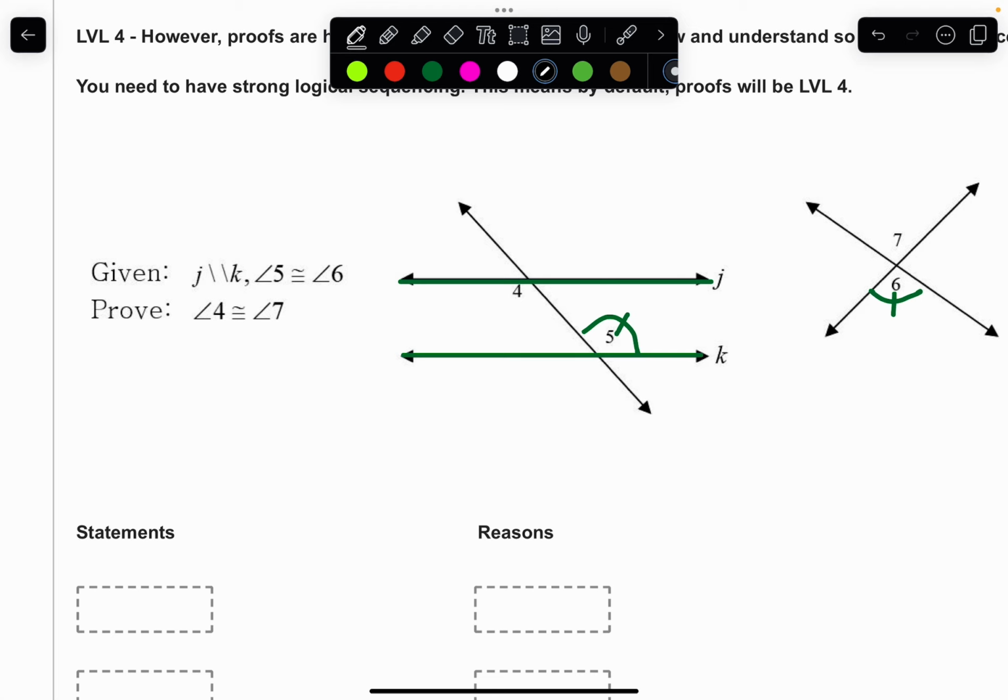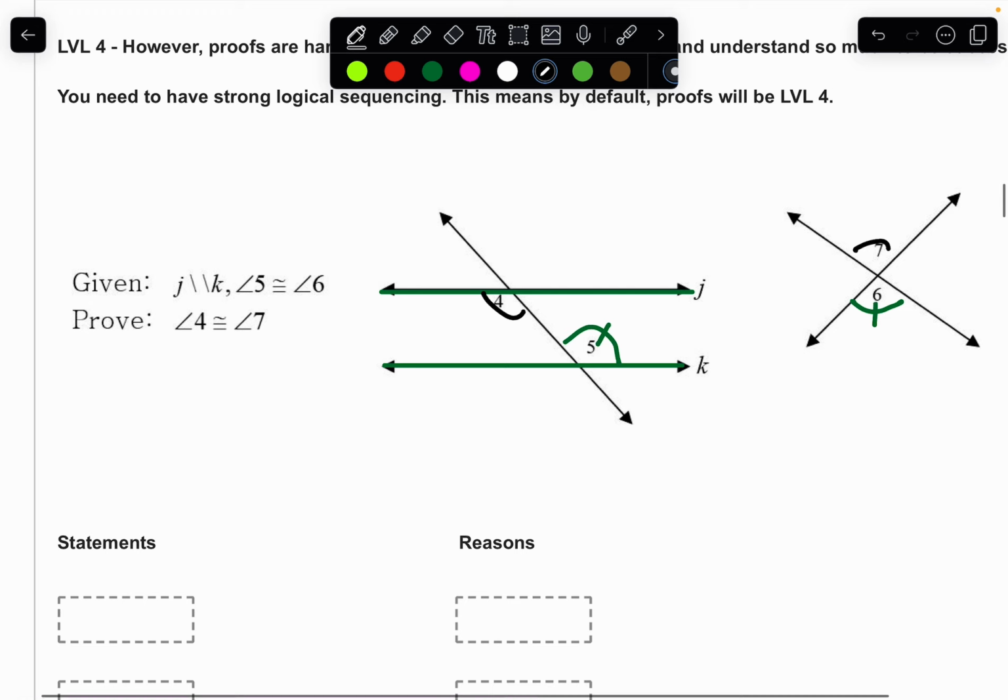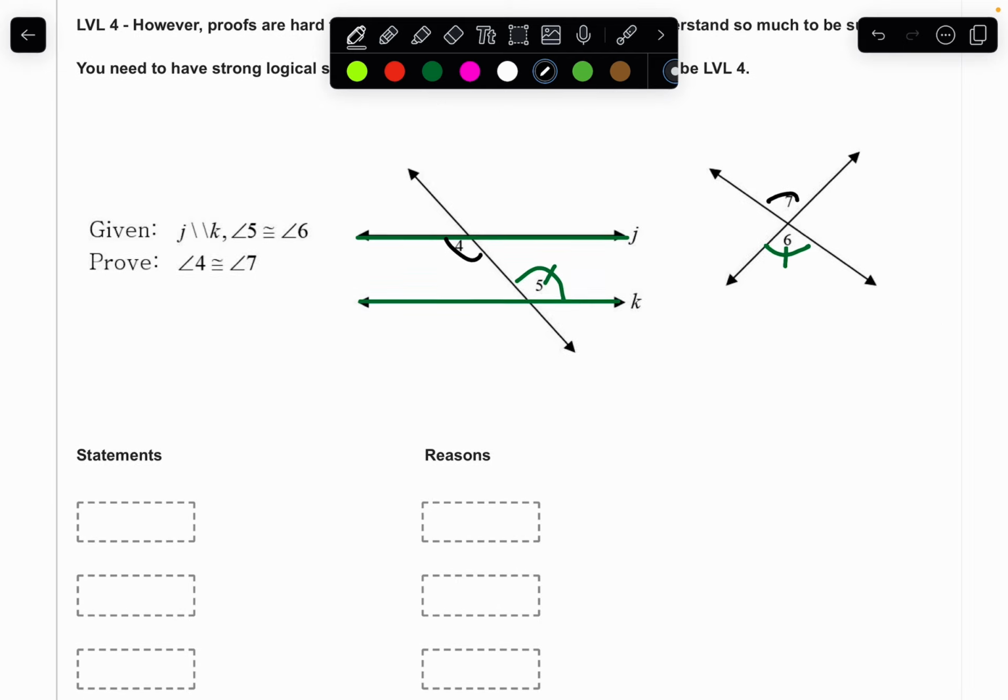What do we want? We want 4 and 7 to be congruent. So we have the green information and we want the black information. So we're going to use things that we know. We're going to try to tie 4 to 7. We're asking ourselves, the things we know, are they related to the things we want? Is 4 related to the parallel lines or angle 5 or angle 6, the green things? Is 7 related to the parallel lines or angle 5 or angle 6? Those are the questions that we're going to ask.